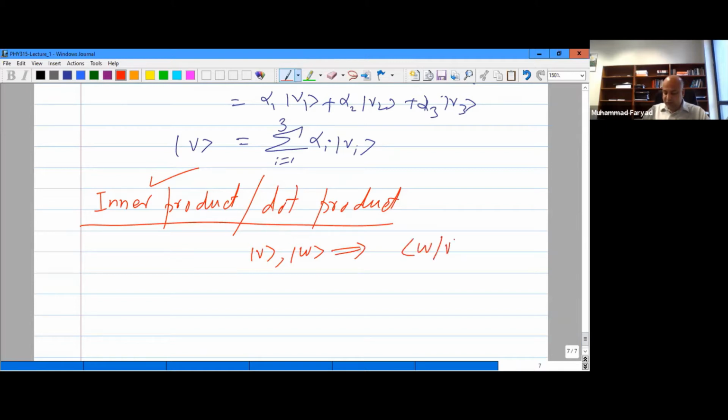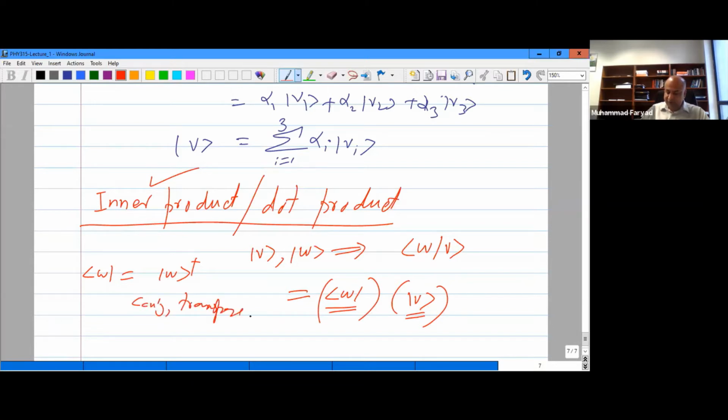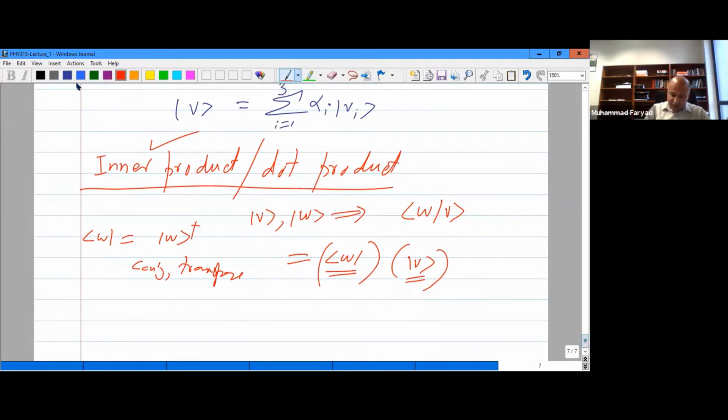Let's say W, V, and we can define it like this. Now you can think of it like this: W into V. So this W is something that I have introduced now, and this V is already the ket V that we talked about earlier. This W is called a bra, and this has a relation with this ket W like this. And this dagger symbol means that I take the conjugate and I take the transpose.